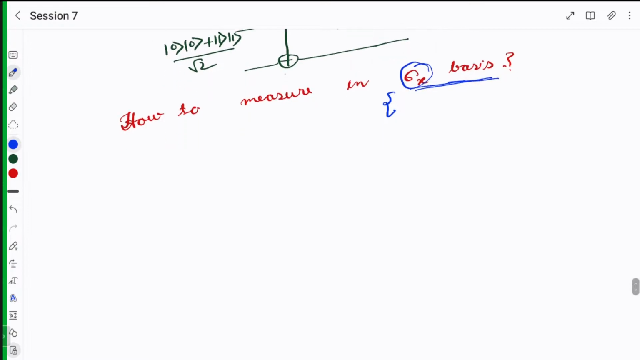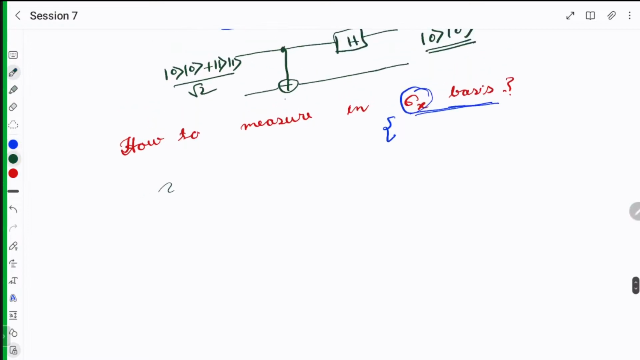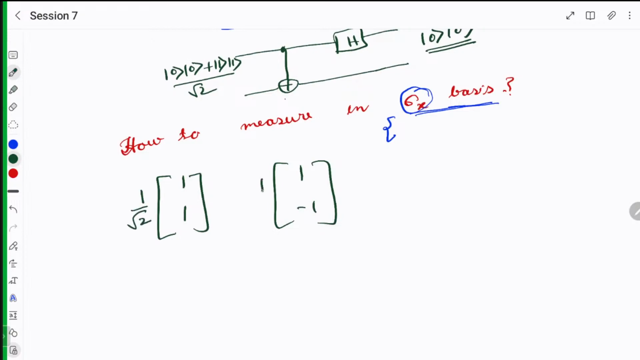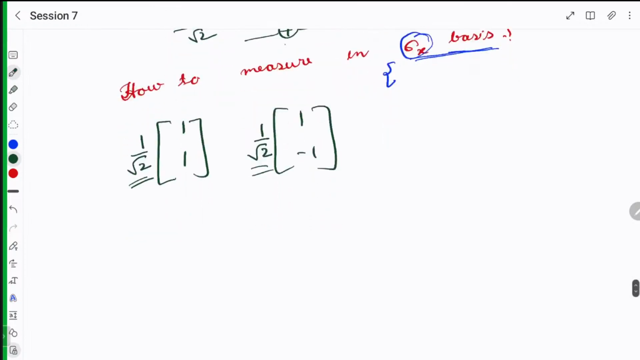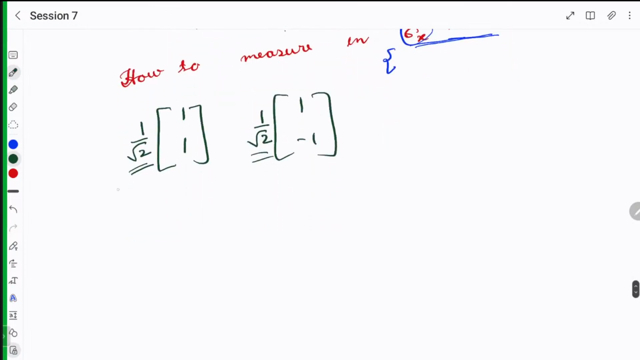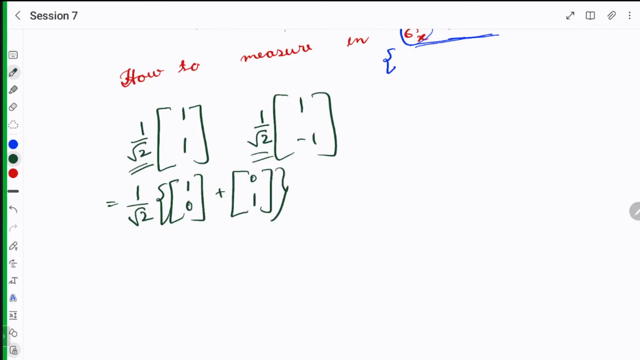Yeah, Rajrupa, you are right. Rajrupa says that the eigenvectors are 1, 1 and 1, minus 1. But remember that the eigenvectors have to be normalized because the norm tells us the total probability. So there will be a 1 by root 2 factor. And what is this? You can write it as 1, 0 plus 0, 1, right?